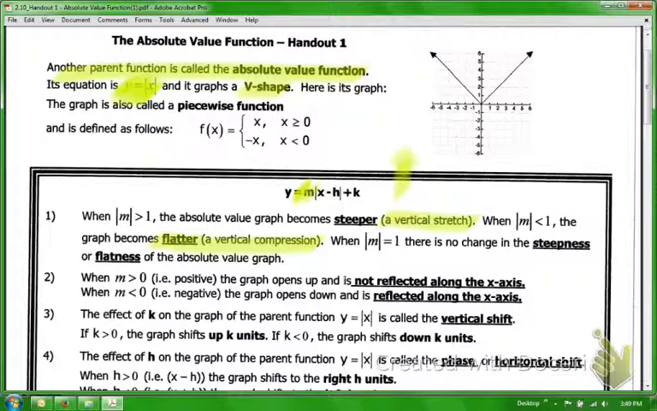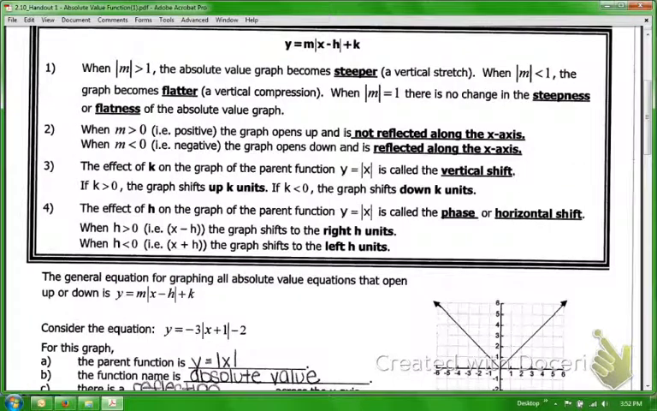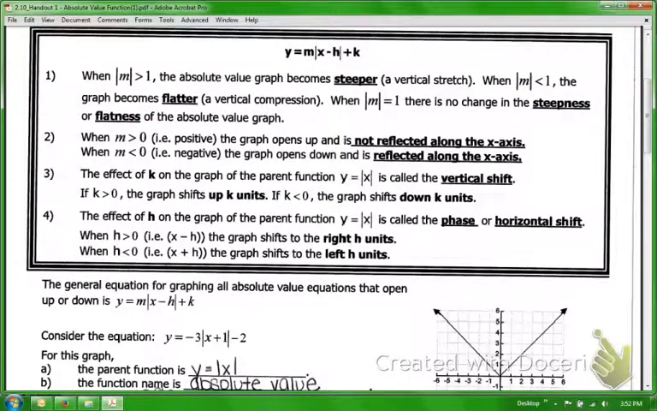Our next transformation is the sign on m. When m is greater than 0, or positive, nothing happens. It stays the same. But when m is negative, the graph is reflected along the x-axis. In other words, it now opens downward. Our next parameter change is going to be the k.